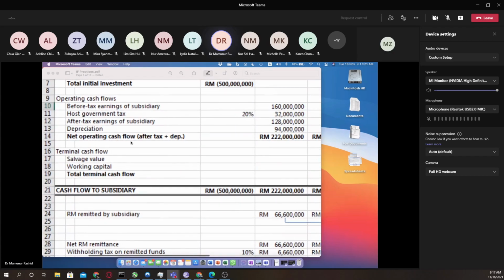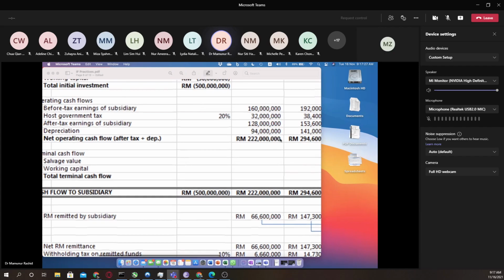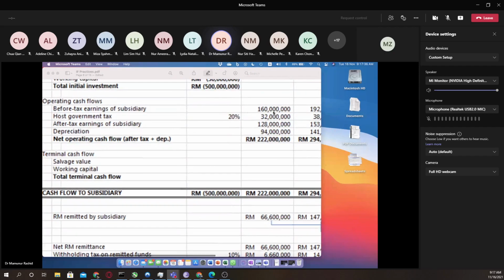After depreciation, you have net income. After net income, net operating cash flow is after tax plus depreciation. So all together here, you are deducting the tax from the before-tax subsidiary earnings, and then after tax is 128. So you have 128 minus the depreciation, then you are again adding the depreciation back in order to calculate your net operating cash flow.